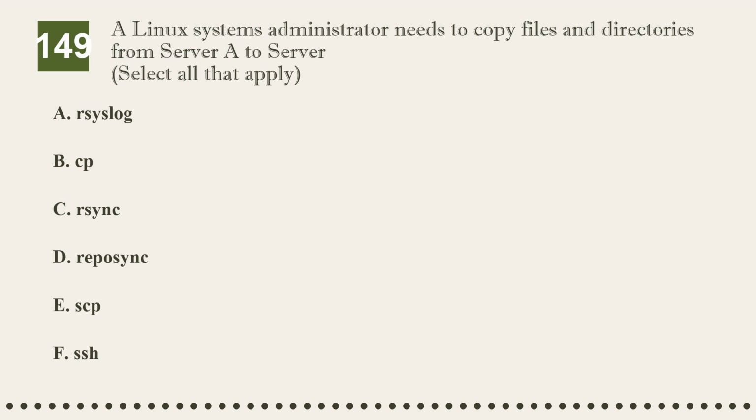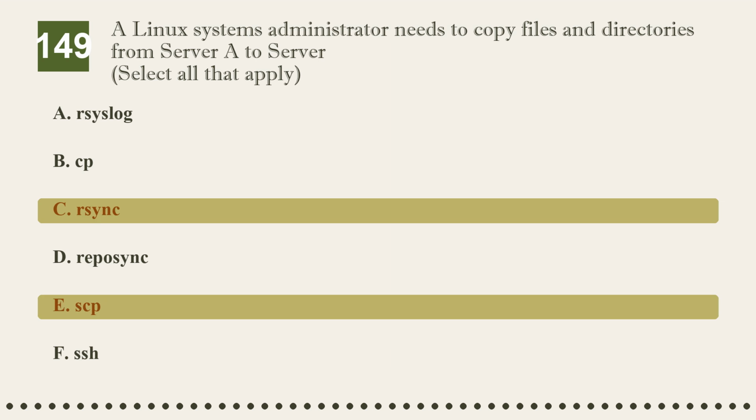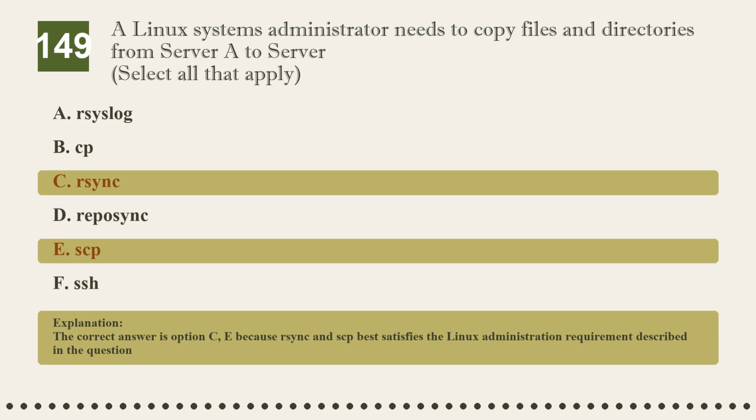Question 149. A Linux systems administrator needs to copy files and directories from server A to server B. Option A, rsyslog. Option B, cp. Option C, rsync. Option D, reposync. Option E, scp. Option F, ssh. The correct answers are options C and E, rsync and scp. The correct answer is options C and E because rsync and scp best satisfy the Linux administration requirement described in the question.